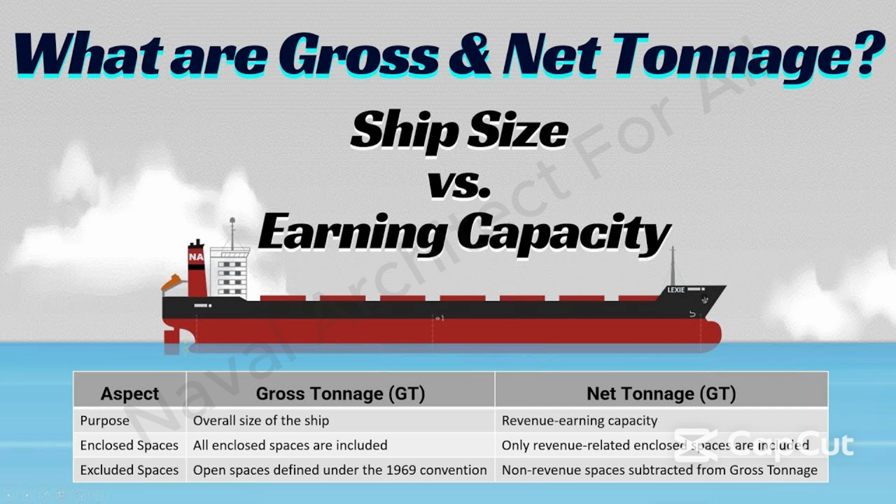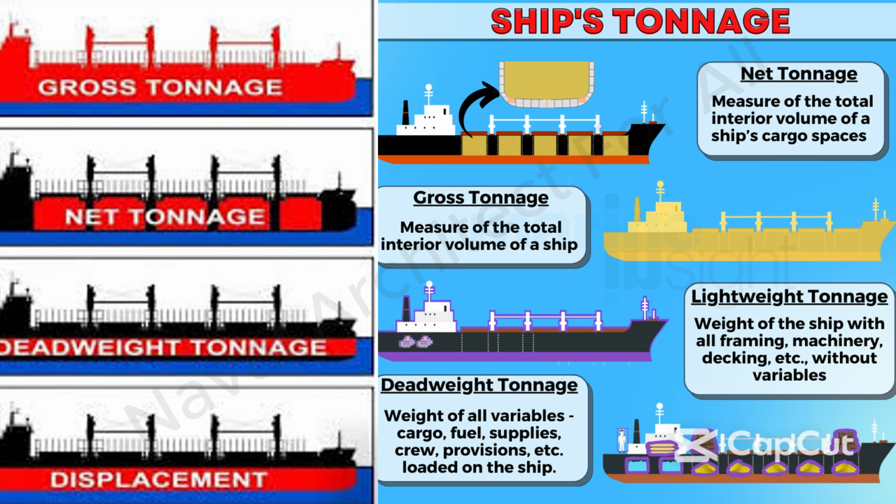This video will explain these terms in detail to provide a foundational understanding for anyone interested in shipbuilding or maritime transport. 1. Gross tonnage. Gross tonnage is a measure of the total internal volume of a ship. Contrary to what the word tonnage might suggest, gross tonnage is not a measure of weight but of space. It is calculated based on a complex formula that takes into account the ship's enclosed spaces.